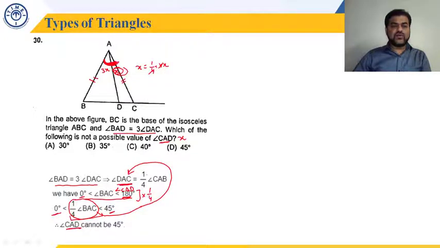Because that was equal to 1/4 of angle CAB. CAB is the same as BAC. So therefore, this angle is nothing but angle CAD only, 1/4 of angle BAC. So angle CAD has to lie between 0 degree and 45 degree. So it cannot be 45 degree. So this is my correct answer.